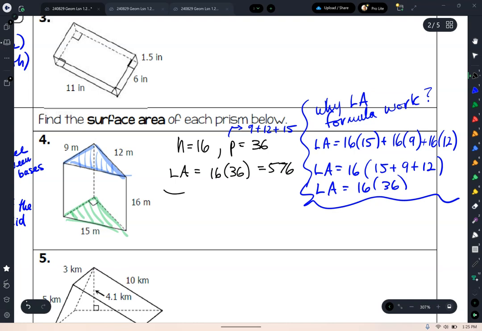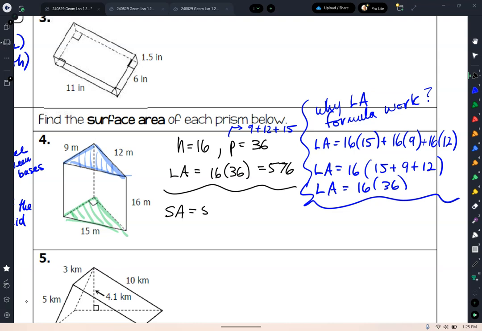All right, good. So now that we have our lateral area, we can start working on putting together our surface area. Our surface area is our lateral area plus 2 times the area of the base. Well, what kind of a base do we have? What shape is it? Triangle.